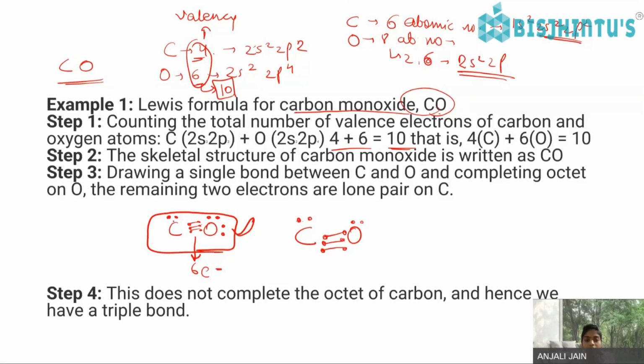6 electrons have been shared, and how many electrons does carbon have now? 2 electrons are there with the carbon. Carbon has given 3 electrons from 2s2 and 2p2, and oxygen has made the bond by sharing electrons from 2s2, 2p4. So the carbon monoxide structure is formed as a triple bonded system with 6 shared electrons, and carbon has 1 lone pair of electrons and oxygen has 2 lone pairs of electrons.